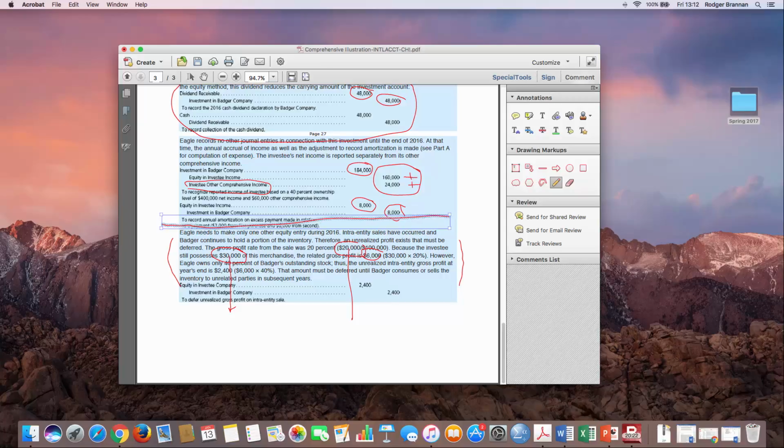So the amount that Eagle needs to adjust, not Badger, but Eagle, is to take the $6,000 of gross profit and recognize that because they own 40% of it, $2,400 of that needs to be reduced. So they're going to have to reduce their income by $2,400 and reduce their investment. They assumed that all of that was sold. It hasn't been sold. So the general rule is to always, always, always reduce the amount of profit that's sitting in an intercompany sale.